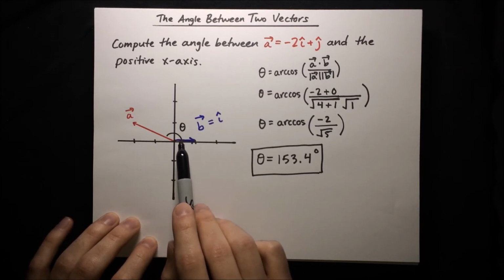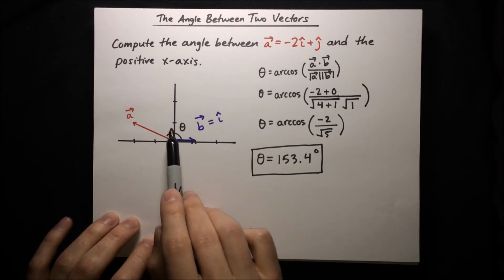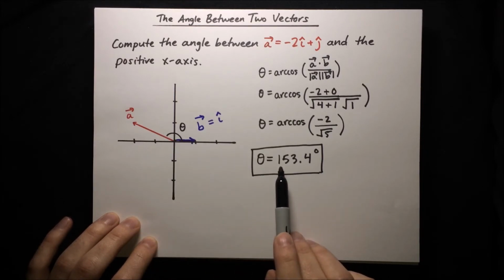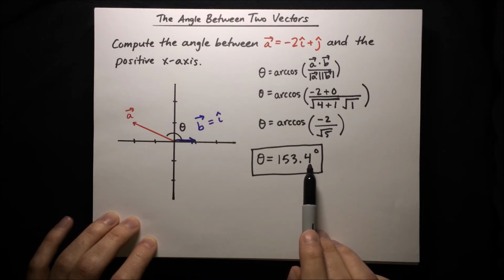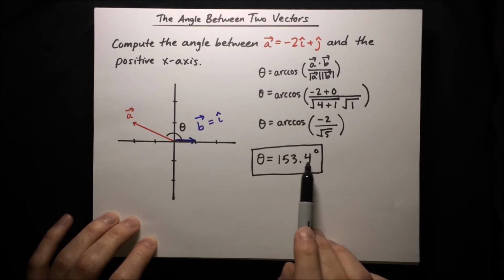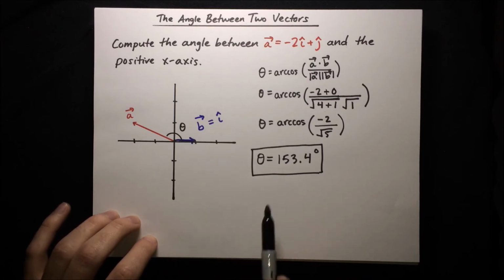The angle is also closer to 180 degrees than it is to 90 degrees, and indeed 153.4 degrees is closer to 180 degrees than 90 degrees. Great, so it all makes sense. Everything looks good.